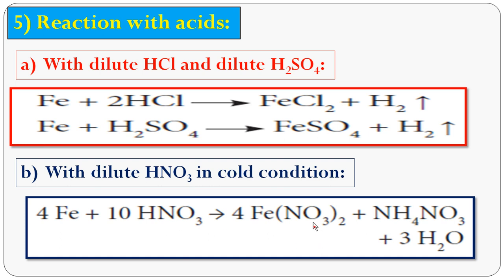Now you have to check it. 3 2s are 6, 6 4s are 24, 24 plus 3 is 27, 27 plus 3 is 30. Then iron, lastly you have to balance iron, 4 Fe. So here you have to put 4. In this way you have to balance the equation. So iron reacts with dilute nitric acid to form ferrous nitrate, ammonium nitrate and water.